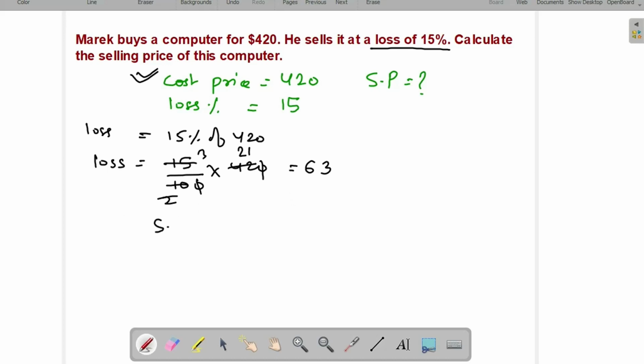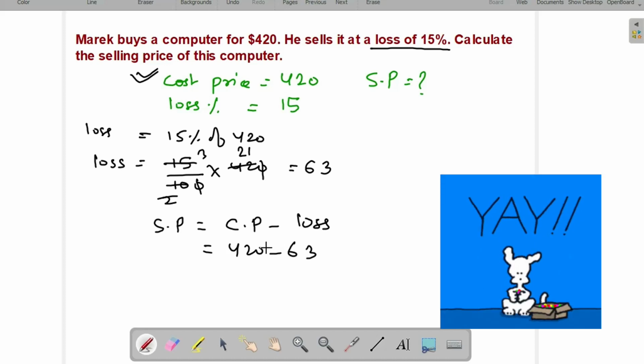So now selling price in case of loss is always cost price minus loss. So cost price was 420 minus 63. Okay, so we need to subtract it. So we are going to get 357.